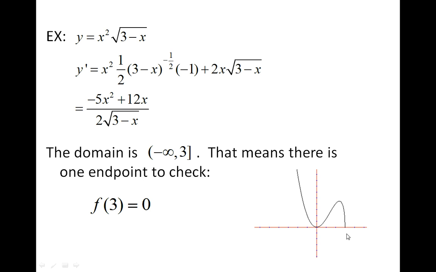tell from the picture. So overall, mins and maxes, well, it's going to go up forever, so there is no global maximum because it just goes up and up. But over here, this would be the highest point in a neighborhood around it. So this is what I would call a local max.